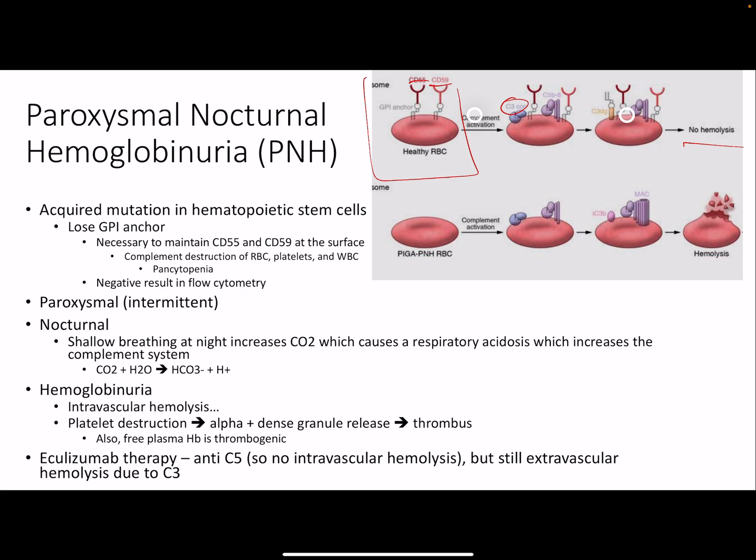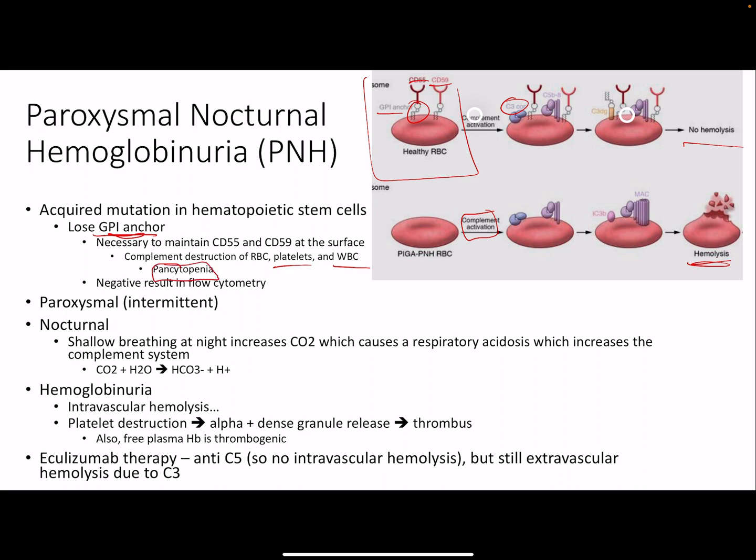But sometimes people just, over the course of their life, acquire a mutation in the hematopoietic stem cells, specifically the gene that codes for the GPI anchor, which is necessary to bind the protein to the membrane. And so if I don't have this, I lose these inhibitory complement proteins. And so then the complement just goes nuts, complement activation, and kills all of these red blood cells. It might also affect platelets and white blood cells too, so it actually might be a pancytopenia.